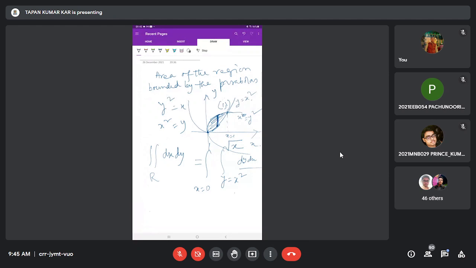Probably I have solved this example, I could not remember. Check. If not, then you can solve it. This is also one famous example: double integral of square root of (1 minus x square minus y square) by (1 plus x square plus y square) dx dy over the positive quadrant of the circle x square plus y square equal to 1. Is it solved?